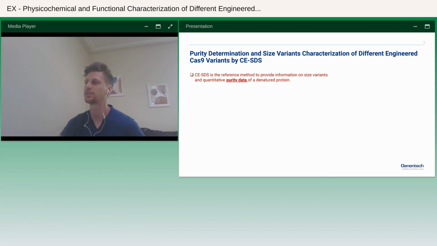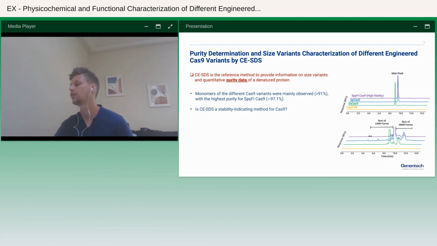Basically, this method is largely used for antibody characterization, for example. So here you can see that we took 3 different Cas9 variants: SA-Cas9, SP-Cas9, and SPY5-Cas9. SPY5-Cas9 is the high fidelity variant, meaning that it has one single point mutation. And you can see here that if we do the expanded view, we have some peak before the main peak, corresponding to the low molecular weight form, and after the main peak, we have some high molecular weight form.